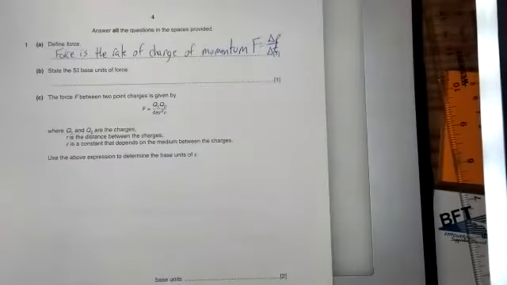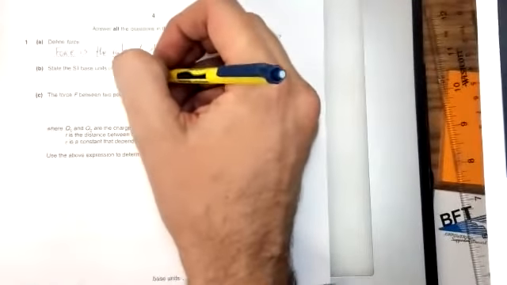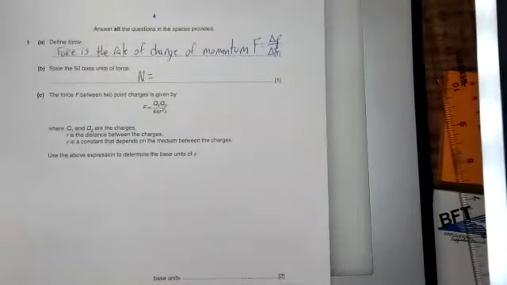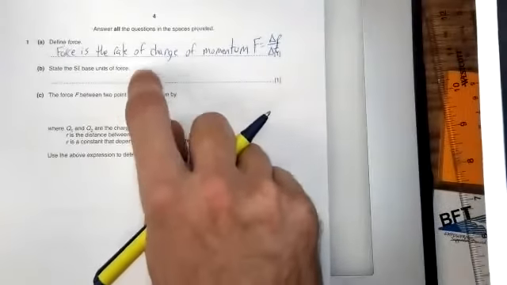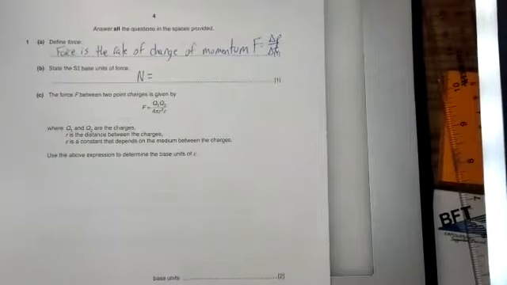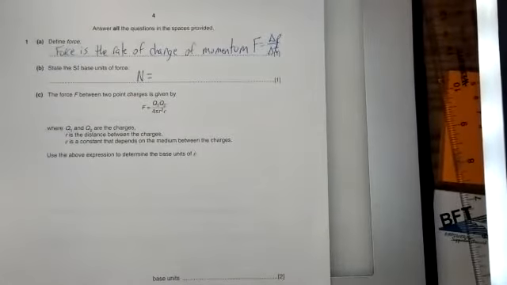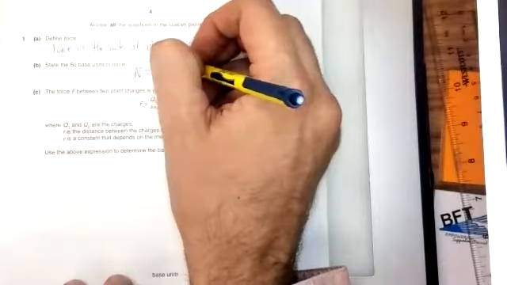State the SI base units of force. Does anybody remember what that is? The SI derived unit of force is a Newton. But what is a Newton equal to? In other words, if you said Newton, then you remembered the SI unit of force, but not the base units. What are the base units? Kilogram meter per second squared.